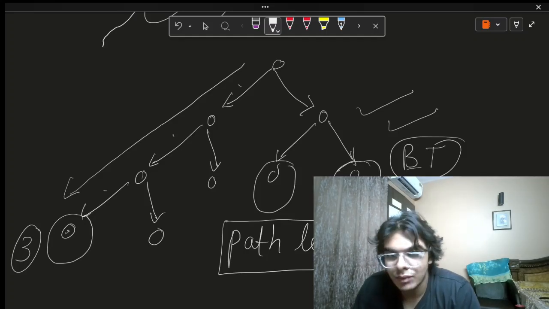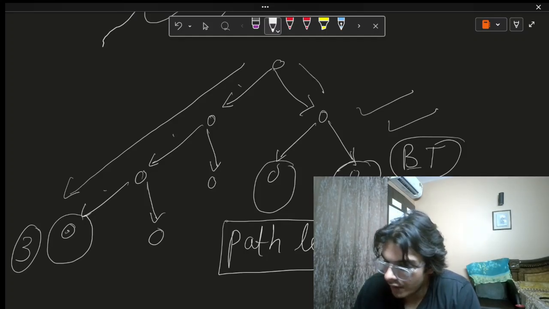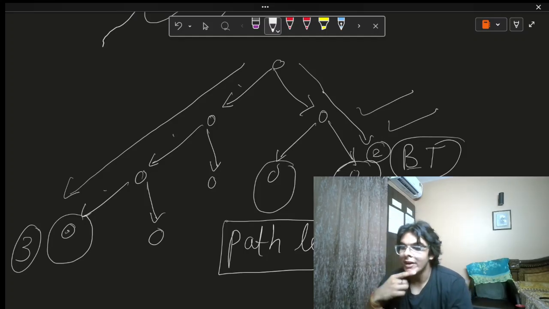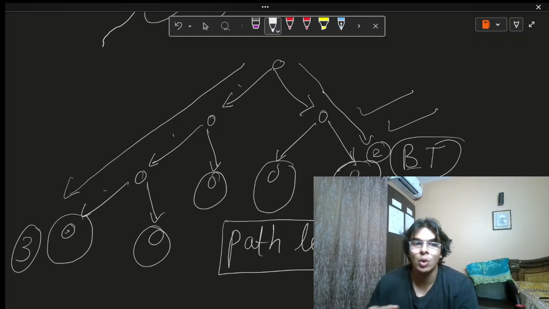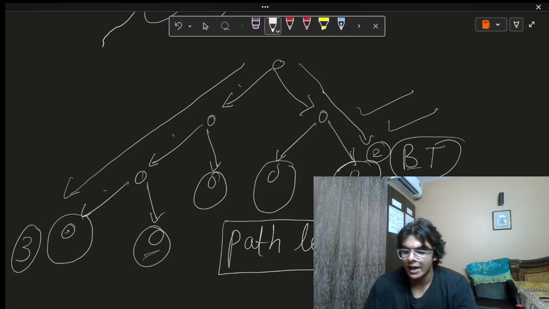What is the path length for this node right here? It will be 1 and 2, right? It will be 2. So we are getting different path lengths for all the external nodes. The nodes which have no children are called the leaf nodes or the external nodes. This is typical binary tree theory, so I'm not going deep into it. Just remember that the nodes which are at the end, which have no children, are called the external nodes or the leaf nodes.